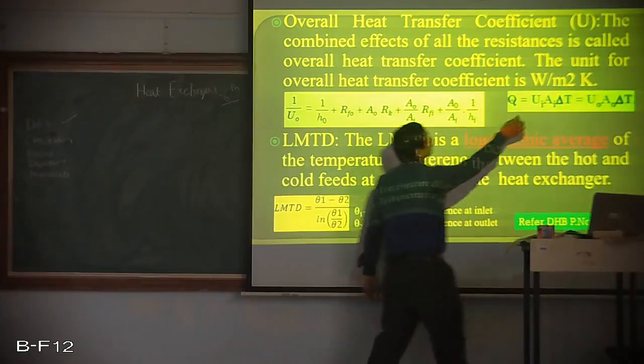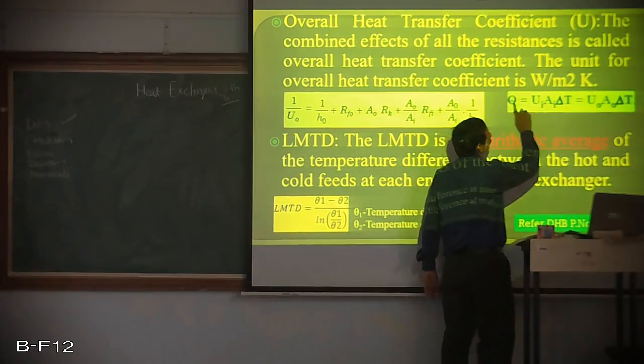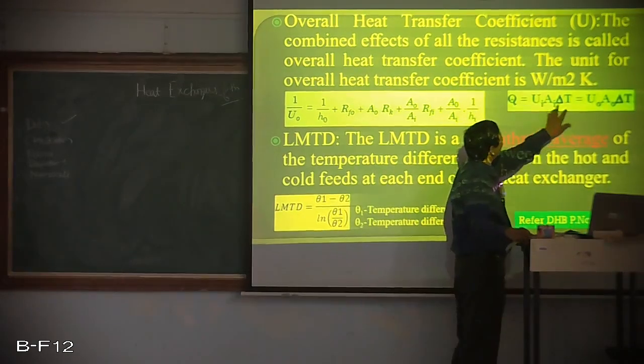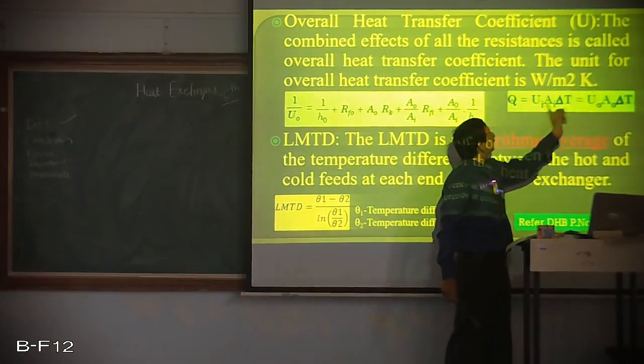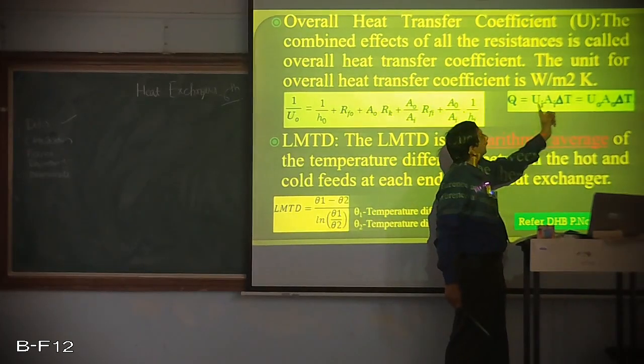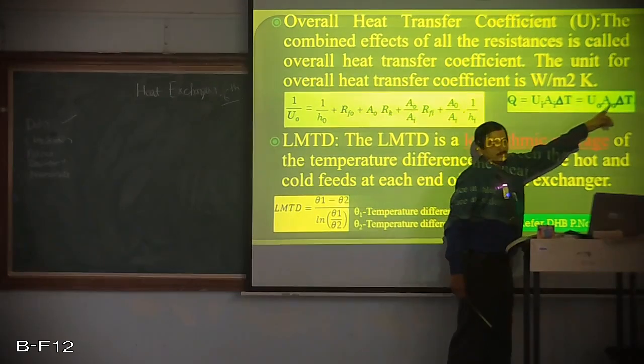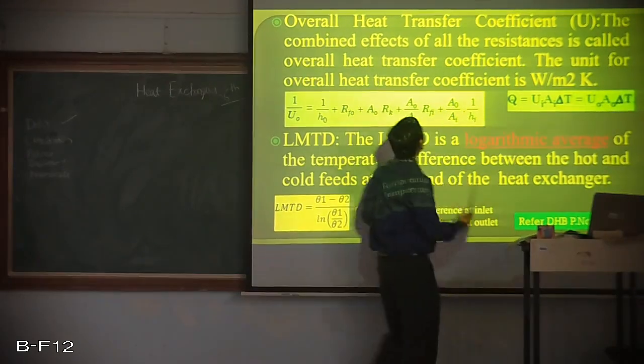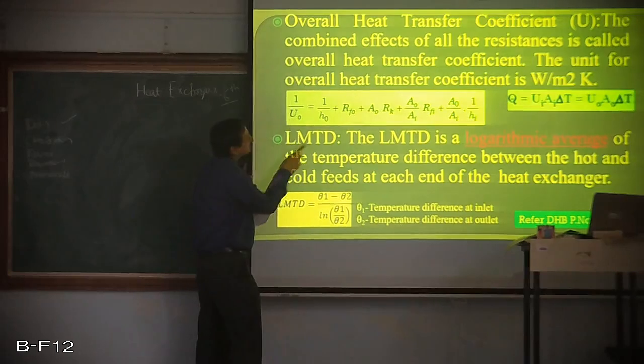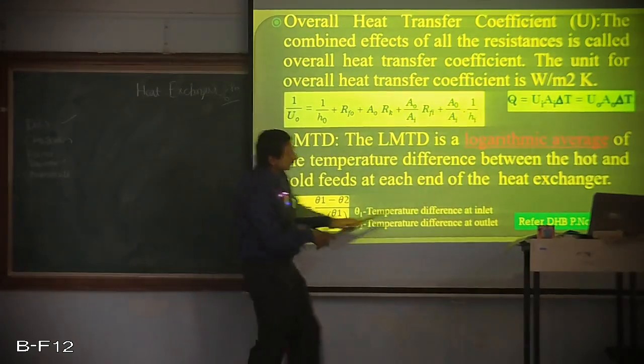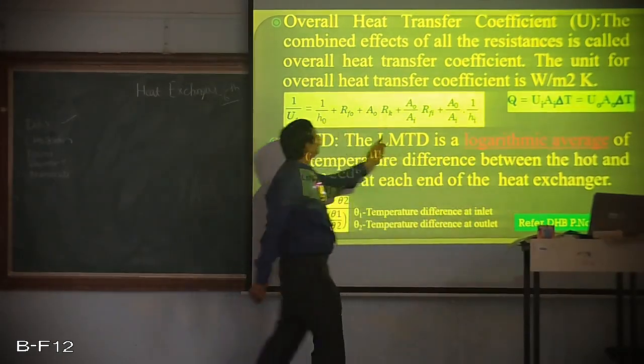Okay, in both cases, Q should be equal to this one, and thus delta T and delta T will be the same. Thus what we can say, UI AI equals U naught A naught. Now the question comes, how to find out the U naught? This is the equation. Once again, please refer to this one to have that particular equation.